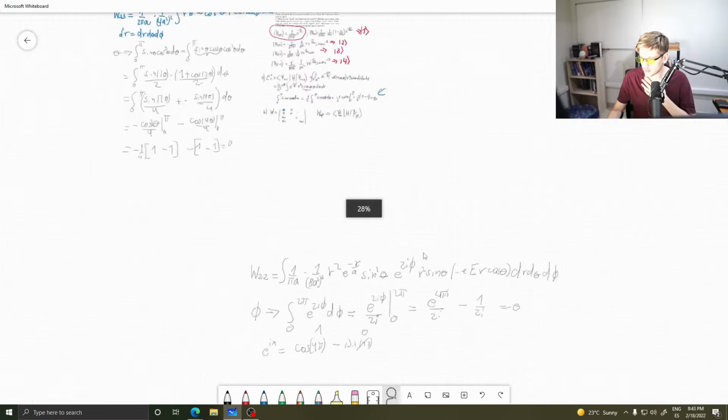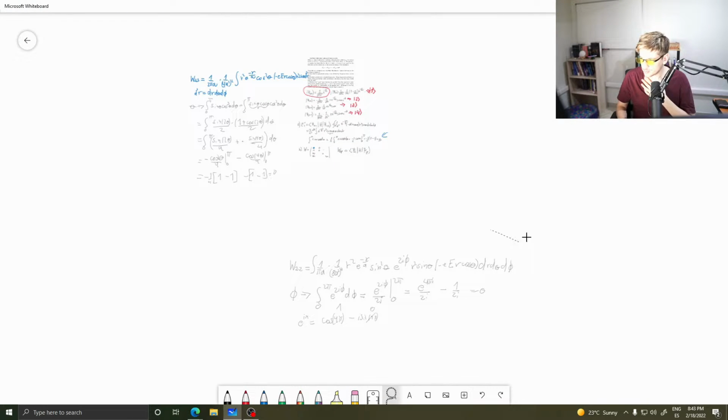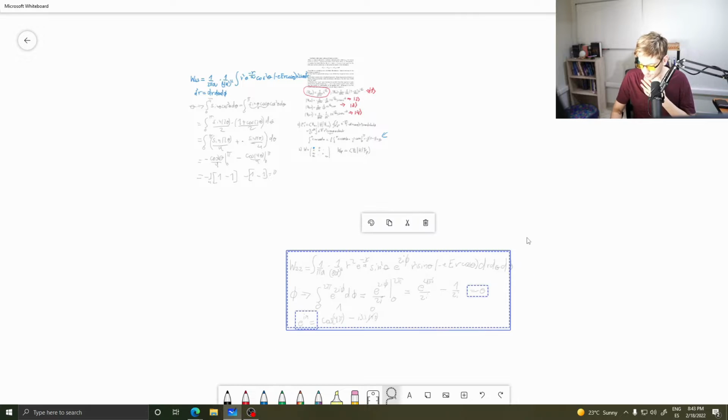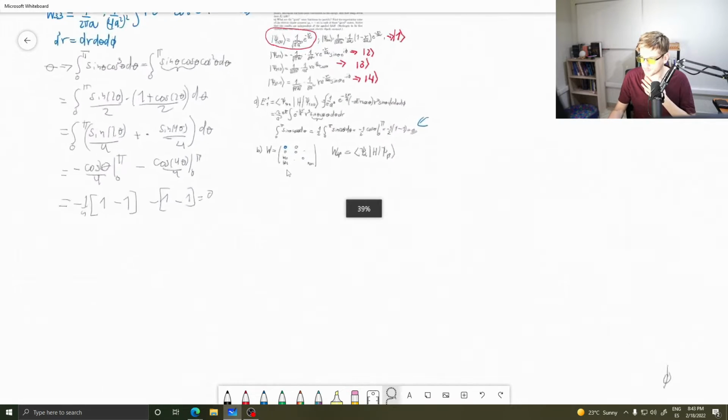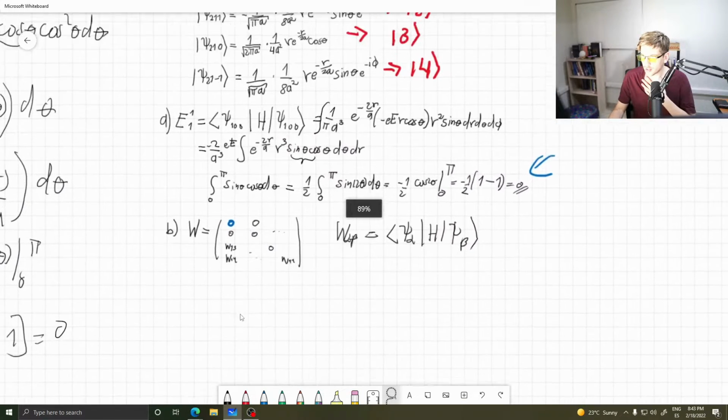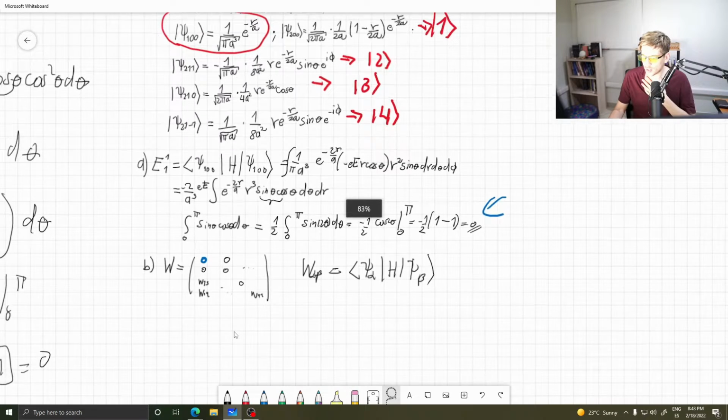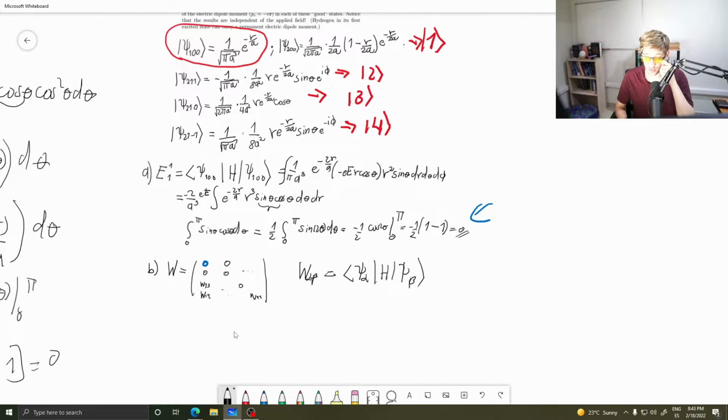I'm going to make some room. That way I can remain somewhat close to this. Okay, so W13, and thus W31, because they are the same. So W13, which is equal to W31. Now, W1, the state 1, is this.